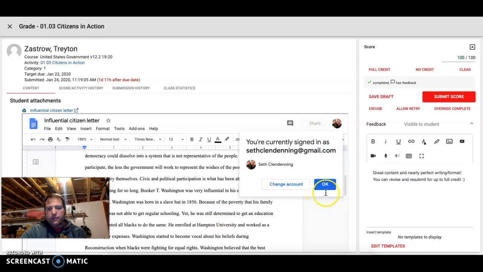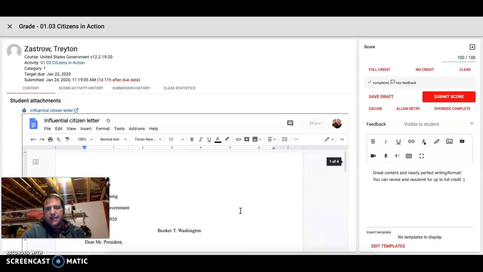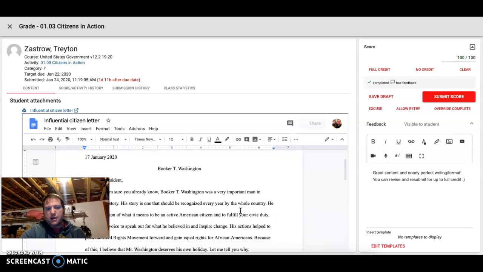Again, just sticking with the random selection of feedback. This is from U.S. government. And this is after he has revised it. So he is up to 100%.